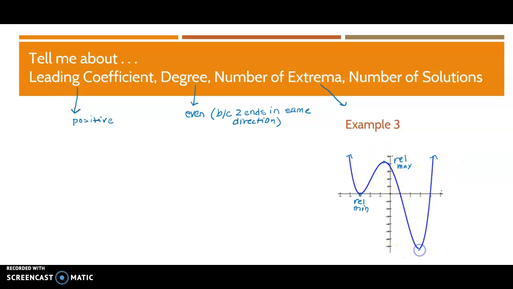And down here, I see the true lowest point, so an absolute minimum. So my number of extrema is 3.